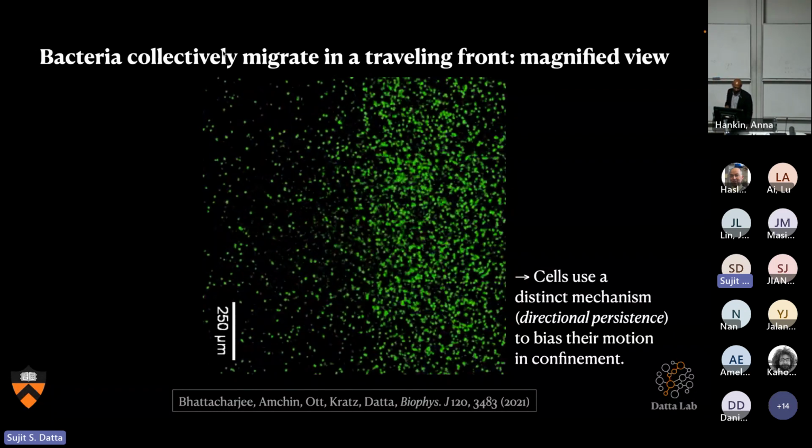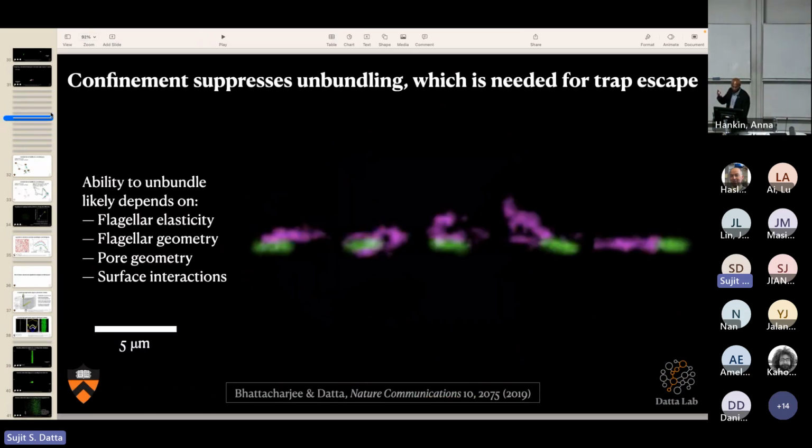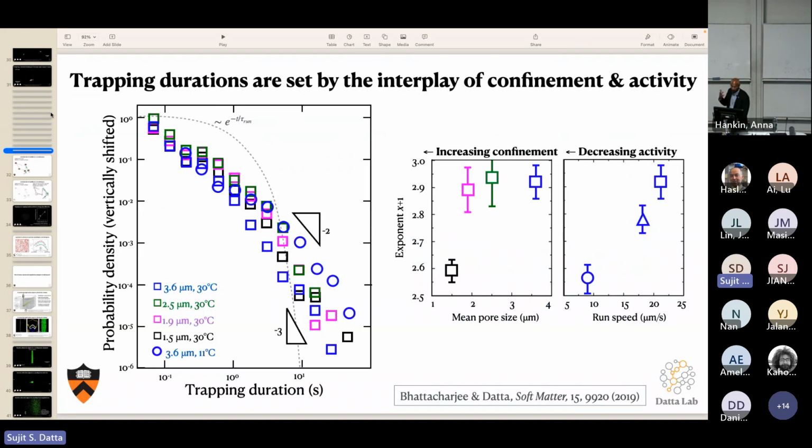The other, and I'll say this very quickly in the interest of time, is we measured the trapping durations, the distribution of the trapping durations, the duration over which an individual cell is stuck. They're power laws. Here are some of the data where these are log axes. You see these beautiful power law tails. What's interesting is that these trapping durations can be as long as tens of seconds.